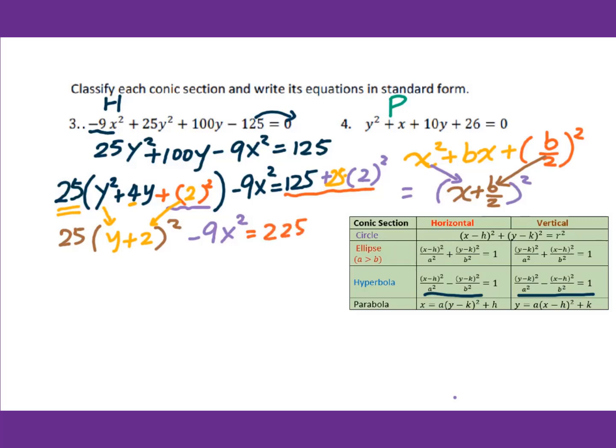We know the standard form for hyperbola equals 1. Therefore, you divide by 225 for each term. Then reduce.